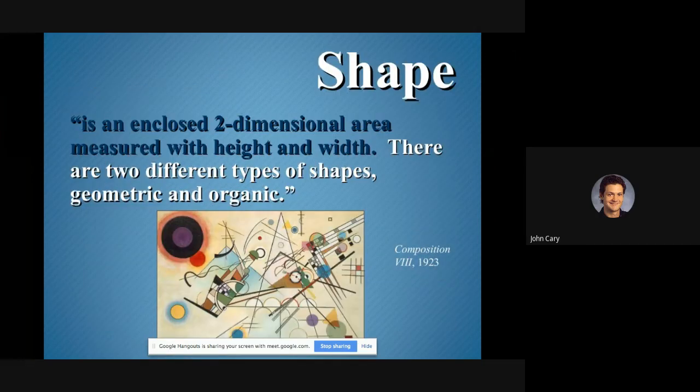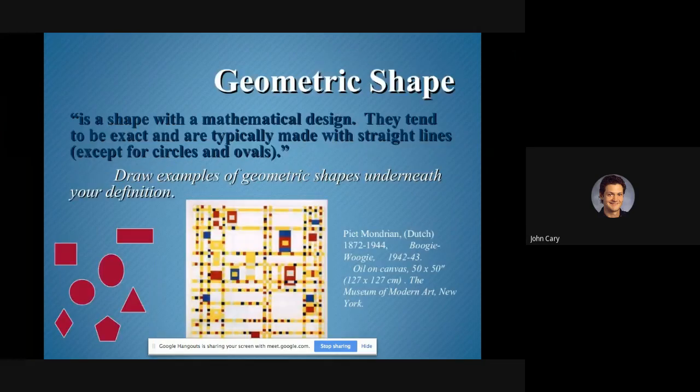Shape, an enclosed space, usually two-dimensional. I shouldn't say usually, but always. However, sometimes people refer to a cube as a shape, but it's not. A cube is a form. Anyway, two-dimensional enclosed area. It could be enclosed by a line. It could be enclosed by a color. You can also make a shape if you were mowing your lawn and only mowed in the shape of a heart. That would be texture. So where the long grass meets the short grass, it would create an enclosed space, a shape.